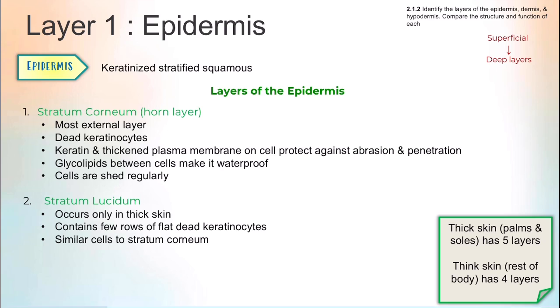We will see that the horn layer is going to have lots of glycolipids that help waterproof it. So that's going to allow us to prevent water loss and dehydration through the skin. Cells here are going to be shed regularly. So typically during the winter months, you can really start to see some of those cells build up, and that's where we get that ashy area.